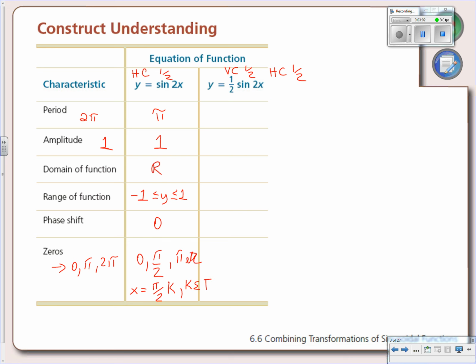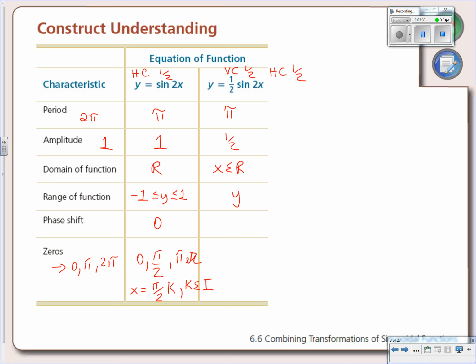The next one is the same horizontal compression, but now a vertical compression by 1/2 as well. So the period will still be pi with that horizontal compression. The amplitude is now not 1, but 1/2 of 1 with that 1/2 value. So 1/2 of 1 is 1/2. The domain is still x is an element of the reals. The range, since the amplitude has been affected with that vertical compression, y is now greater than or equal to -1/2 and less than or equal to +1/2.